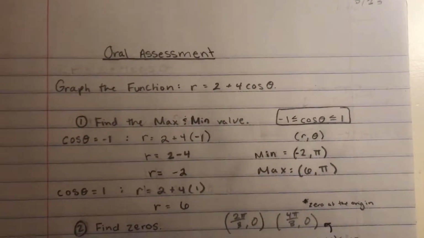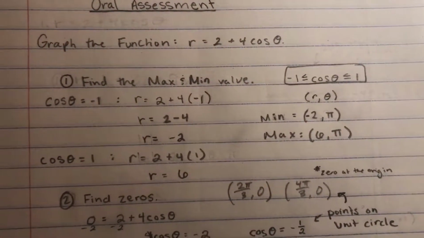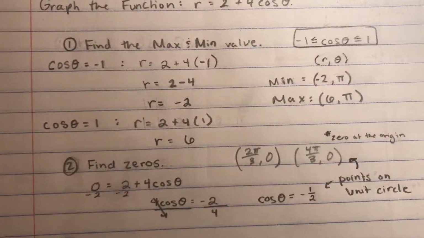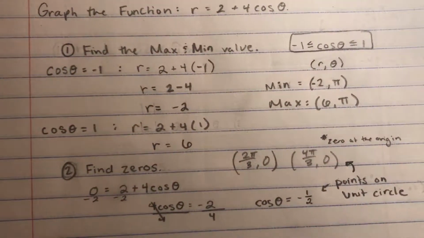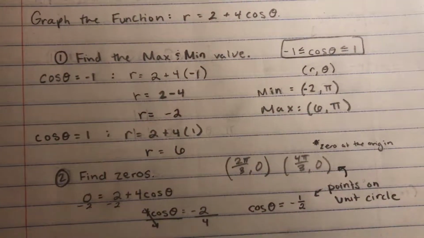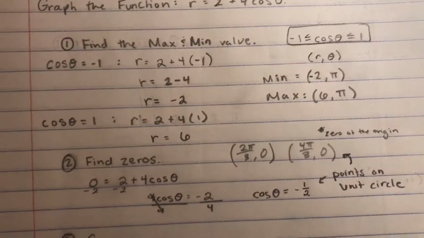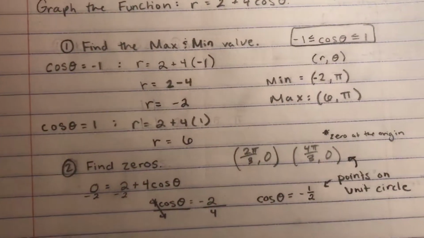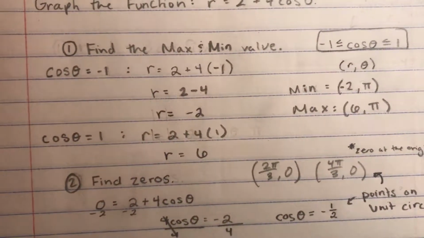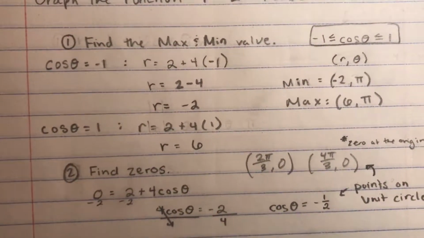Hi, this is Diane on graphing the function r equals 2 plus 4 cosine of theta. So first when graphing, we want to find the minimum and maximum values. And because we know that cosine of theta has to be greater than or equal to -1 and less than or equal to 1, we can then plug in those values to find the minimum and the maximum. So when you plug in cosine of theta equals -1 into our equation, we end up getting r equals -2.